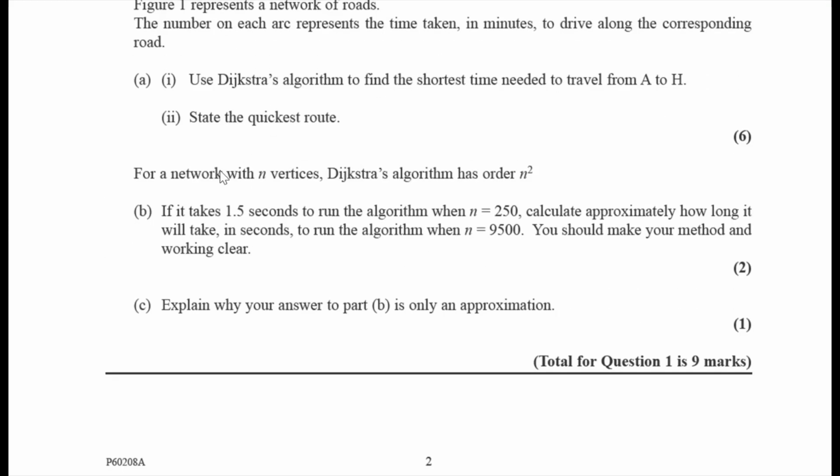And now for part B, for a network with n vertices, Dijkstra's algorithm has order n squared, and if it takes 1.5 seconds to run the algorithm when n equals 250, we have to calculate approximately how long it would take to run the algorithm when n equals 9500. You should make your method and working clear. So we're looking for the time.